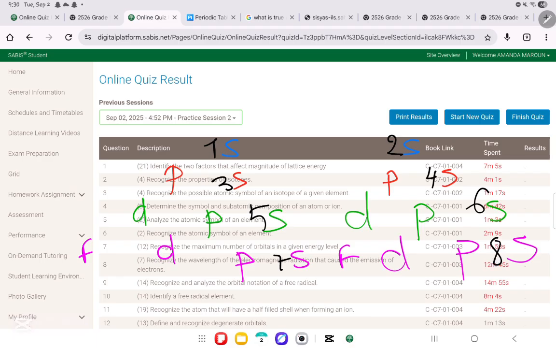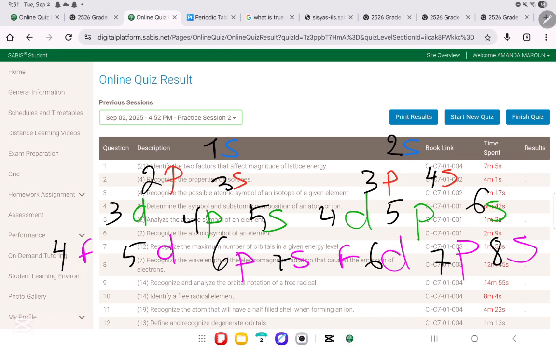Then, for the p, you start at energy level 2, so 2p, 3p, 4p, 5p, 6p, and 7p. Then, for d, you start at energy level 3: 3d, 4d, 5d, and 6d. And for f, you start at energy level 4: 4f and 5f. Now, s always has 2 electrons. p always has 6 electrons. d always has 10 electrons. And then finally, f always has 14 electrons.